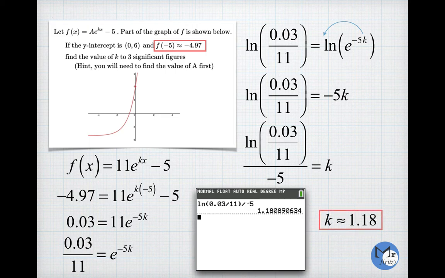to 1.18. Now, if I wanted to verify this, it would be a good idea to go to my graphing section in the calculator and graph my equation as I've found it, and just verify that I do have that correct y-intercept and that my function when x is equal to negative 5 is about negative 4.97. And there you have it.